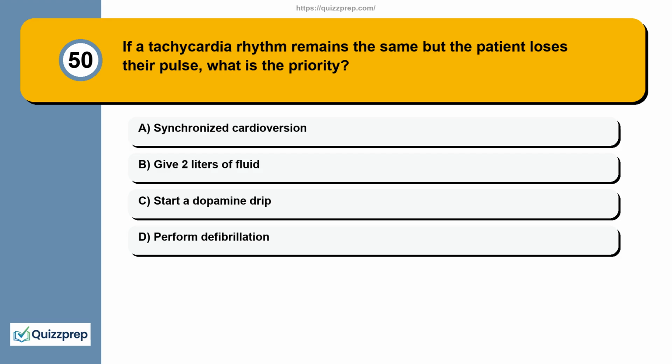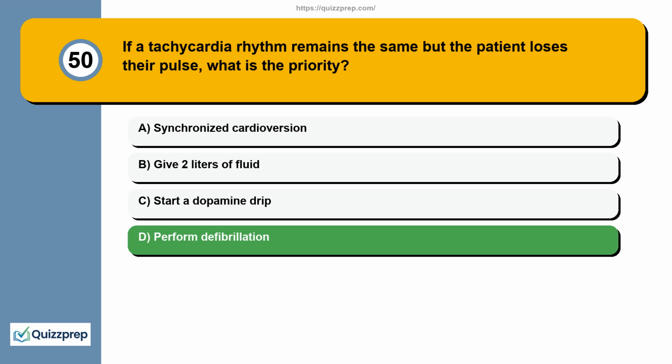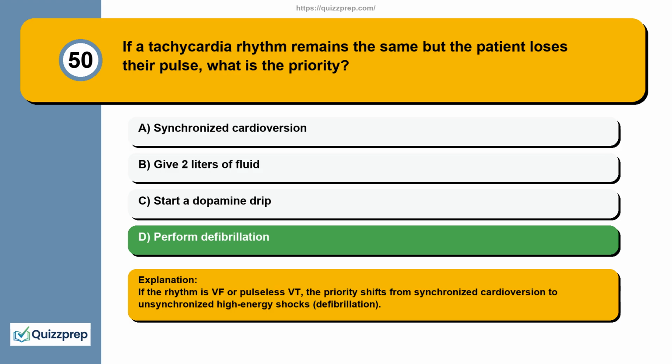Question 50. If a tachycardia rhythm remains the same but the patient loses their pulse, what is the priority? Synchronized cardioversion, give 2 liters of fluid, start a dopamine drip, perform defibrillation. If the rhythm is VF or pulseless VT, the priority shifts from synchronized cardioversion to unsynchronized high-energy shocks, defibrillation.